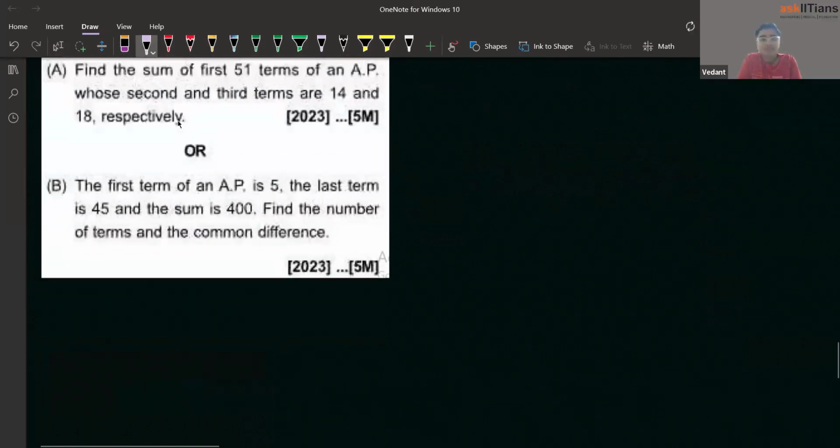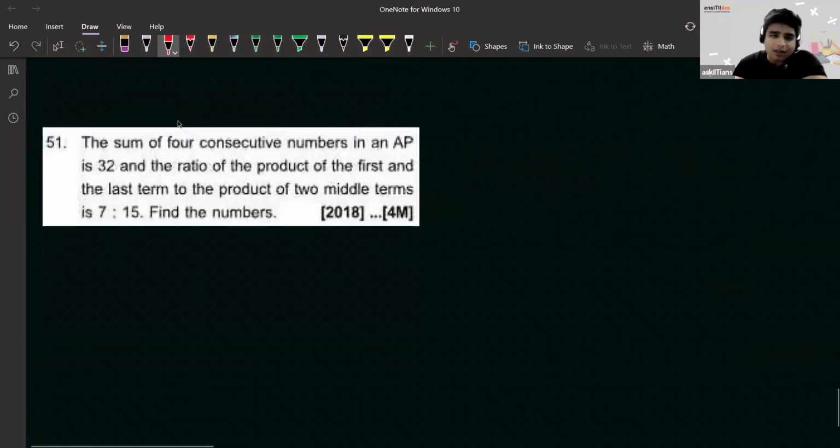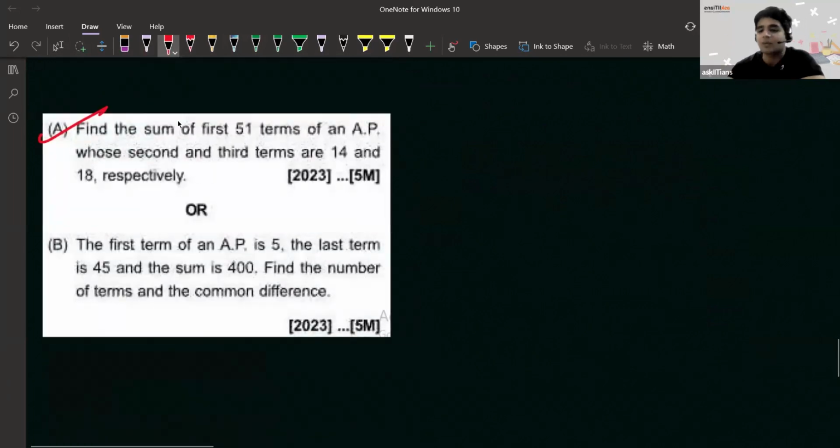So these are questions, everyone, which came in 2023 as options, both the questions. Either you could solve this or you could solve this. So we will try with the first option. And I have one more question. These two questions we are going to do in today's class, everyone. And if we have time left, we will do the next chapter as well.